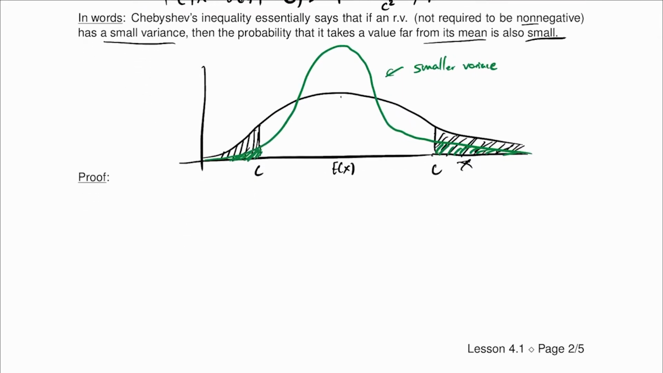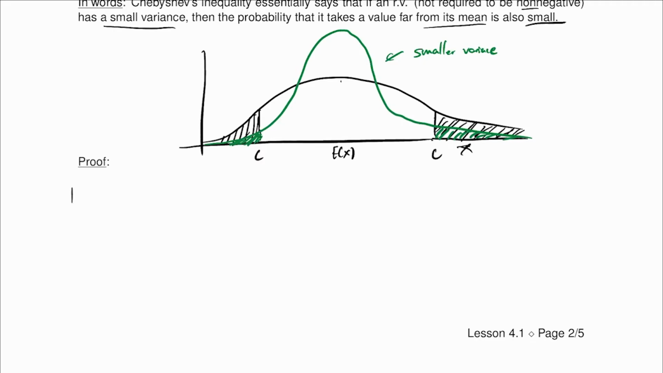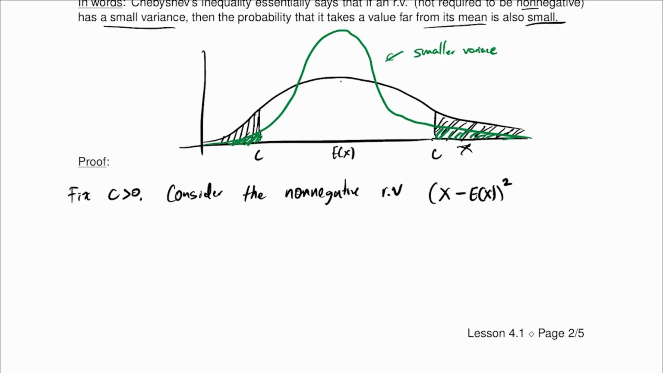Okay, the proof is this one. We fix the value c greater than 0, and we consider the non-negative random variable (X minus the expected value) squared, and we apply the Markov inequality, using a equal to c squared.